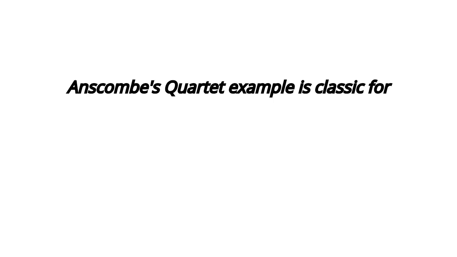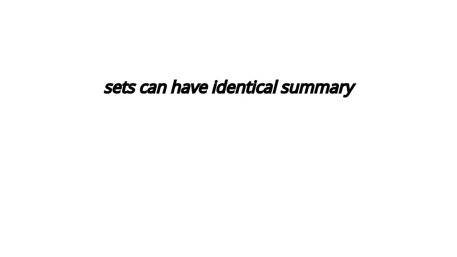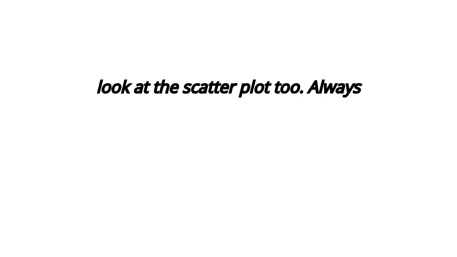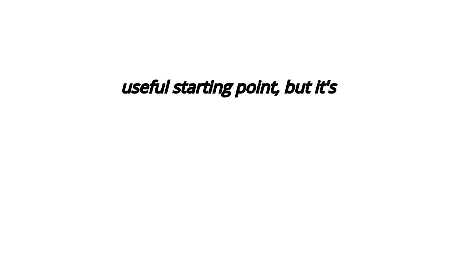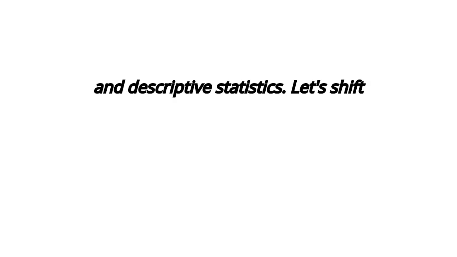Precisely. The Anscombe's quartet example is classic for this, showing how very different data sets can have identical summary statistics, including correlation. So look at the scatter plot, too. Always visualize your data. Correlation is a useful starting point, but it's definitely not the whole story when understanding how assets interact. All right, we've covered a lot of foundational ground with rates, returns, and descriptive statistics.